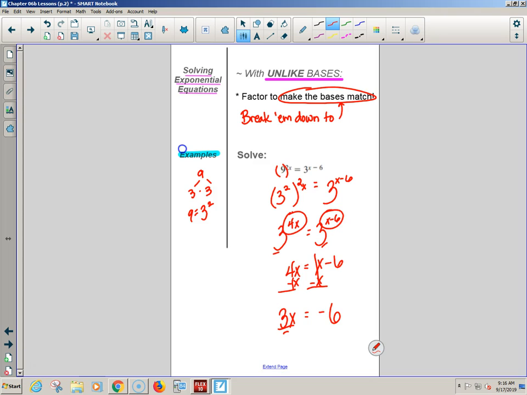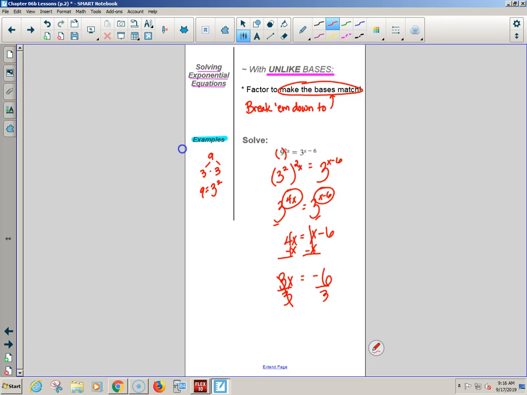Division was the next step, and to be honest, the final step besides simplifying. And did you guys reduce to get negative 2? If so, give someone in your group a high five. Oh, yeah, let's go, boys.